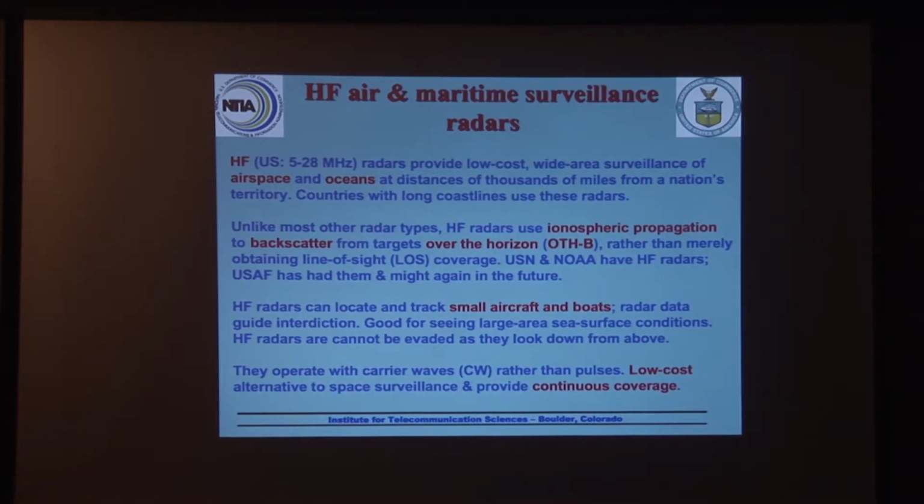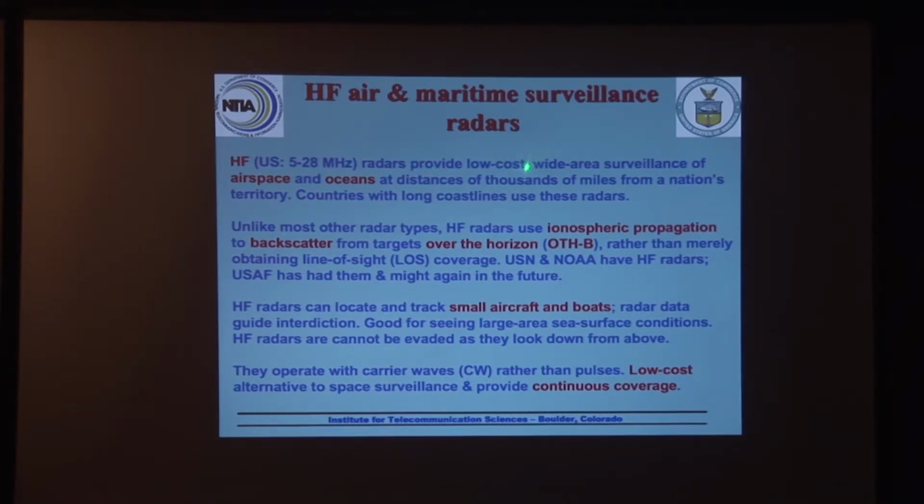Okay, we'll start off with HF radars. These are used for observing airborne, so-called air-breathing targets, and also for performing maritime surveillance missions where they're looking at ships and boats on the ocean surface. They can even see periscopes that are poking up out of the water. The U.S. HF radar band is 5 to 28 megahertz.